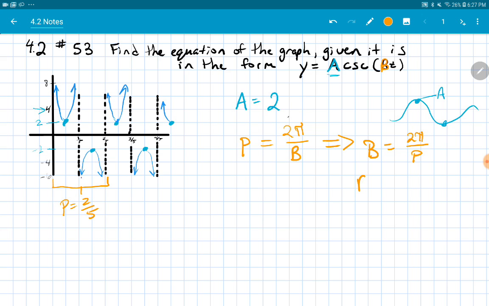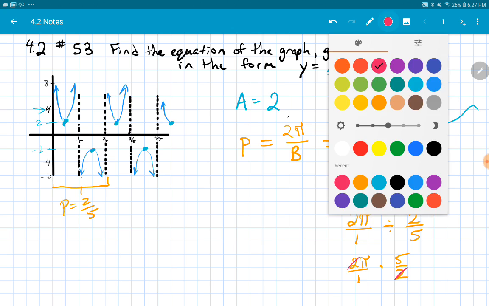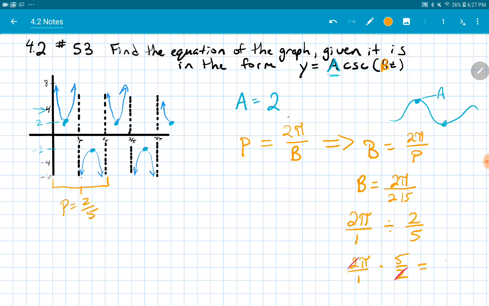So when I plug that in for b, I get 2 pi divided by 2/5. And to stretch that out a little, I'm going to put them both as a fraction and do a division of fractions, which means I put that first one over 1 and then flip the second and multiply. And I get my 2's will cancel, and I'm left with 5 pi for b. So I get b equals 5 pi.